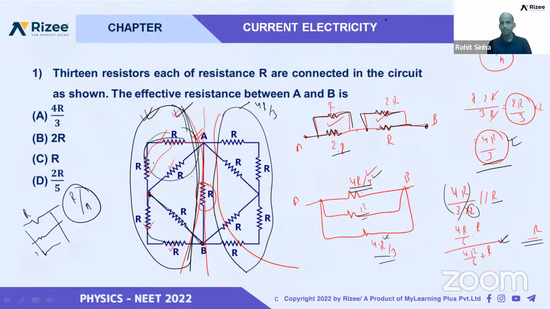Any problem in understanding this, or have you not got it till now? Any problem? Got it? Okay. All of you, please interact.